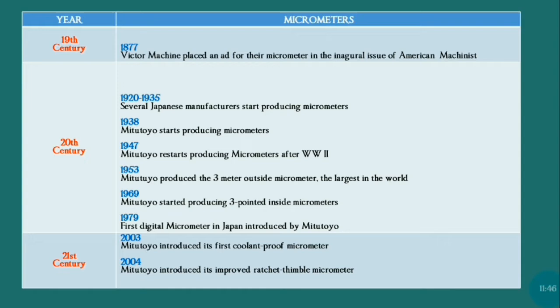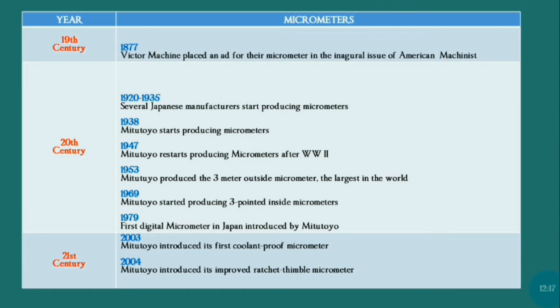Next, we will proceed to the year 1947. Mitutoyo restarted producing micrometers after World War II. Throughout the World War II period and even after, the production of micrometers encountered enormous difficulties. The nation awoke to a different world and slowly started to rebuild itself.